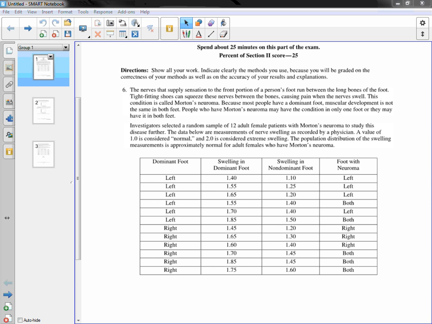Investigators selected a random sample of 12 adult female patients with Morton's neuroma to study the disease further. The data below are measurements of nerve swelling as recorded by a physician. A value of 1 is considered normal, 2 is considered extreme swelling. The population distribution of swelling measurements is approximately normal for adult females who have Morton's neuroma.